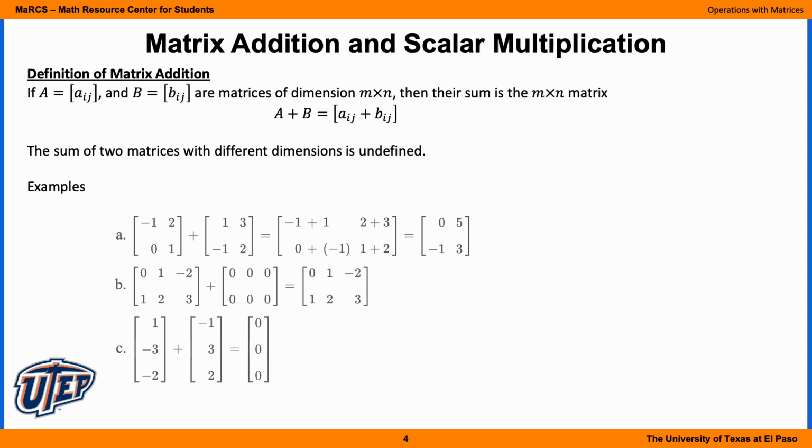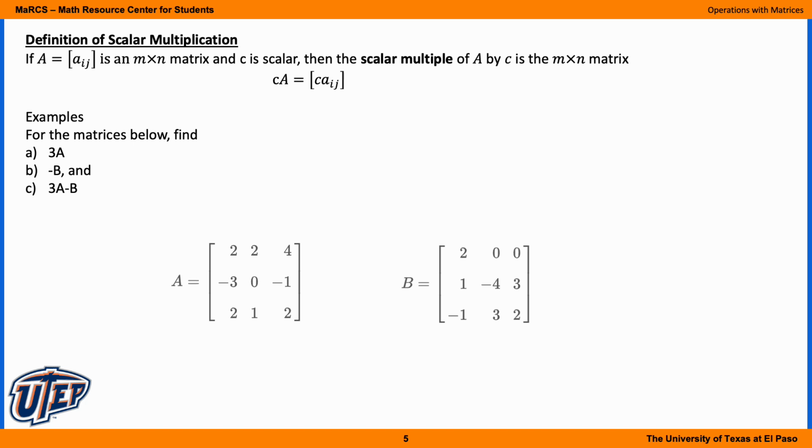If we are given the matrix A with size m by n and c a scalar, then the scalar multiple of A by c is the m by n matrix cA. So we will just be multiplying c times every entry in A. Here are some examples that we can work with.